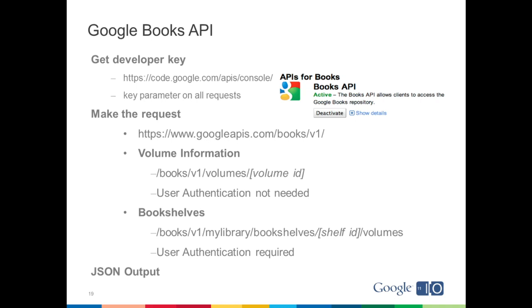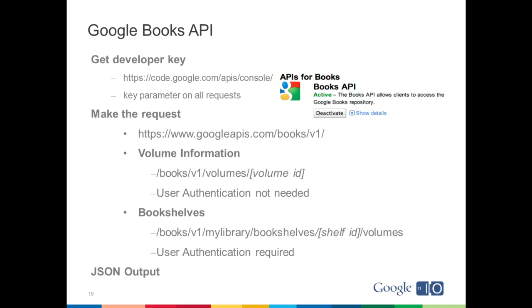What do you need to actually talk to the Google Books API? You need a developer key. It's similar to the other Google APIs. You can go to the API console, register there, and just say, I want to use this API, and it gives you a developer key. That developer key you pass in as the key parameter on each of the requests. And there you go, you make the request.